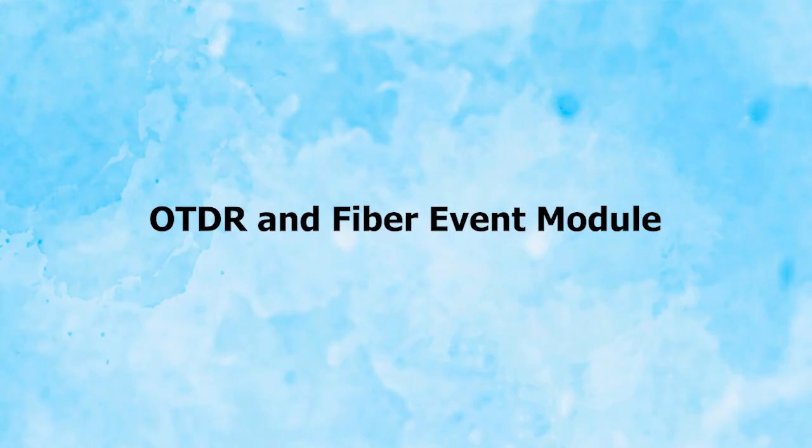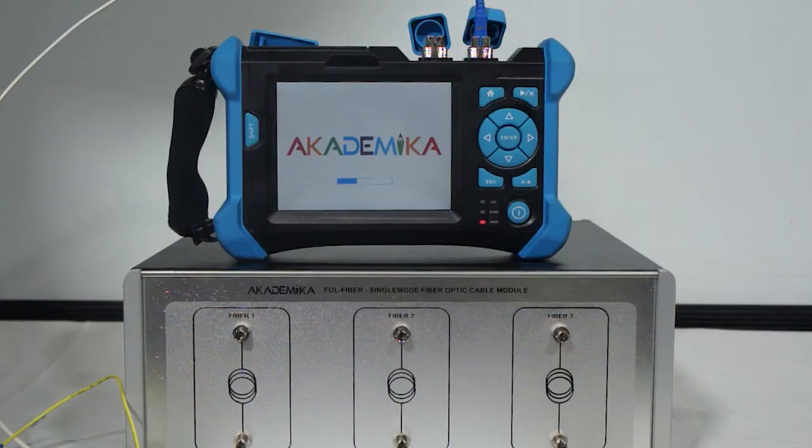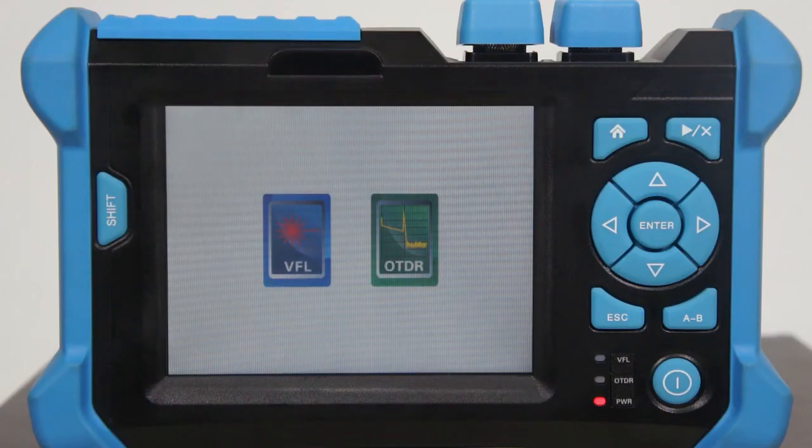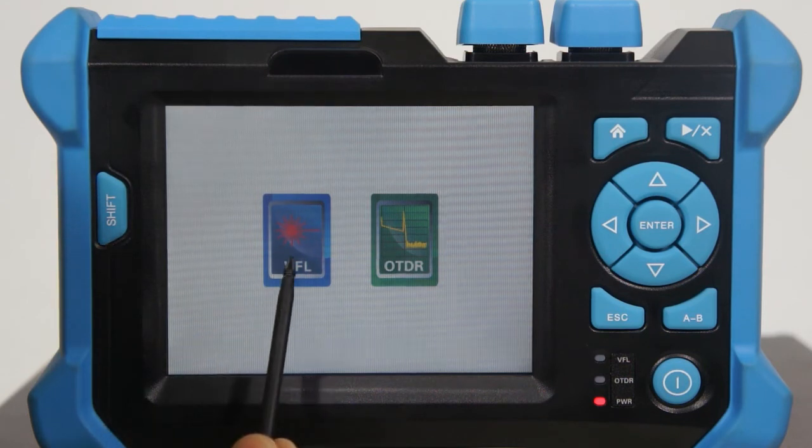Optical time domain reflectometer and fiber event module. As part of Academica's fiber optic laboratory, the OTDR along with the fiber event module is integrated to ensure that students would be able to analyze a fiber optic link with a few events, which otherwise would not be available in the lab environment. This instrument has two modes, VFL and the OTDR.